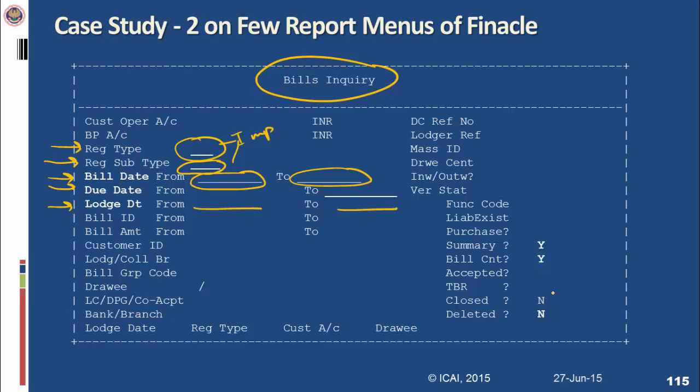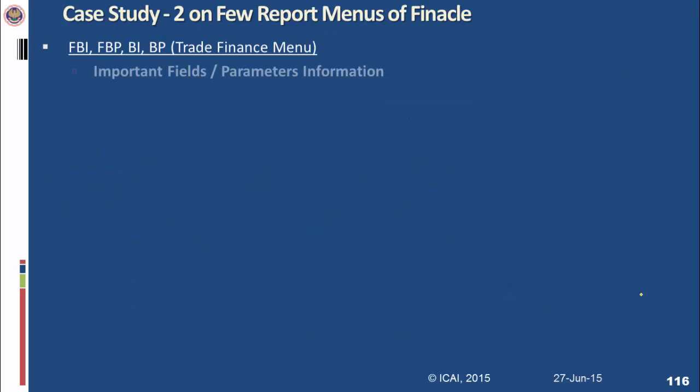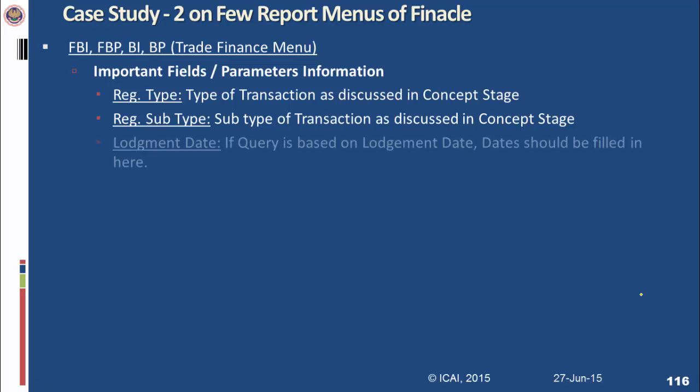Now here are the important ones. If we are searching for any of the transactions which are closed immediately on lodgement, then we need to put this as yes, or either we should keep it as blank. Otherwise the closed transaction will not feature into our information side. Same way we have discussed in FTI, we need to understand the important fields and parameter.